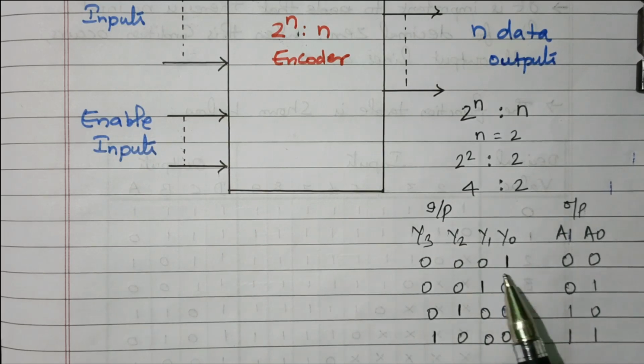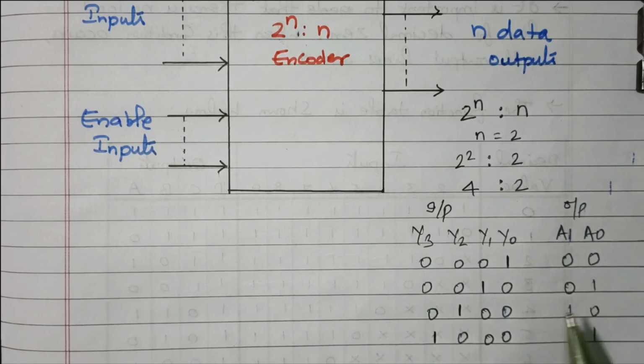y0 is 1, other terms 0 means we got 0 0. y1 is 1, other terms are 0 means 0 1. y2 is 1, other terms are 0 means 1 0. y3 is 1, other terms are 0 means 1 1. So we are getting all 4 possible outputs, 2 digits, based on these 4 values: y0, y1, y2 and y3.